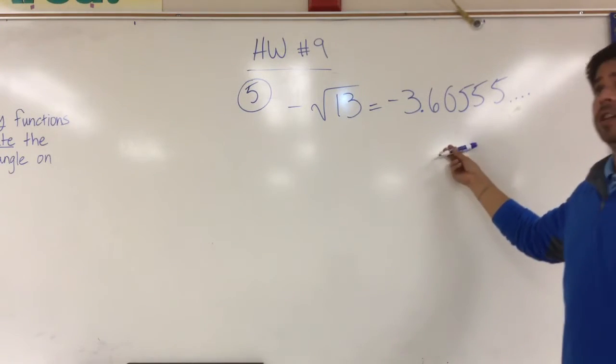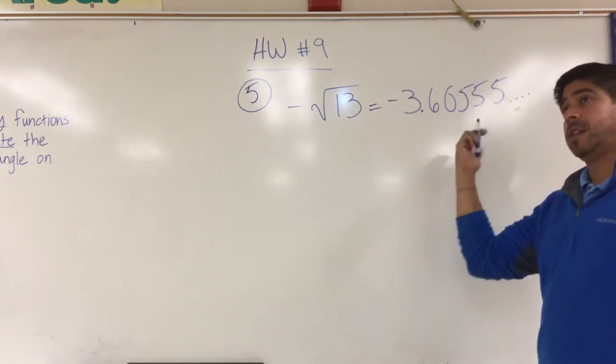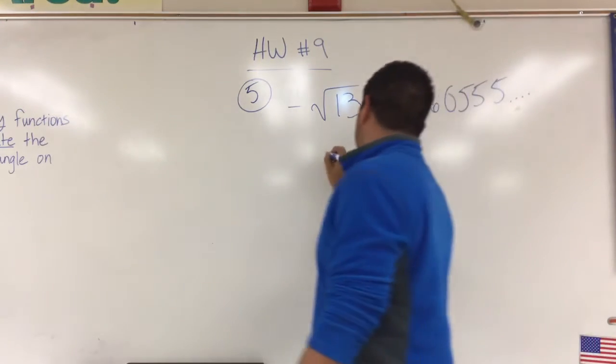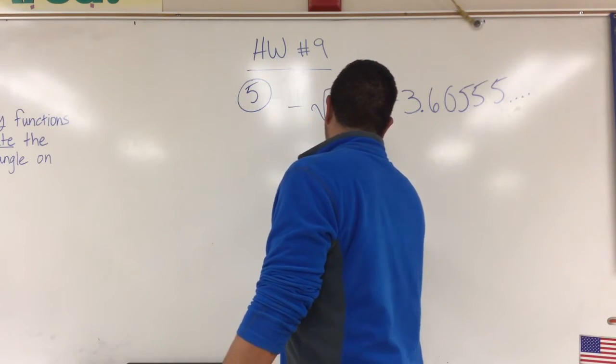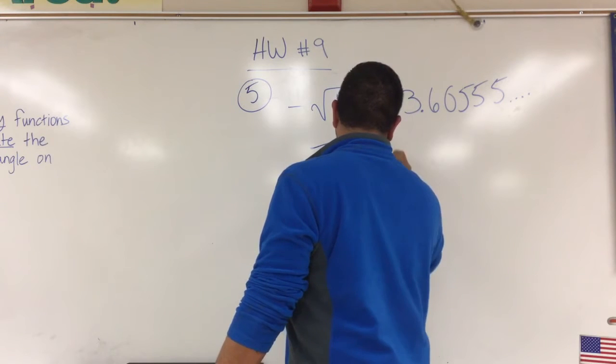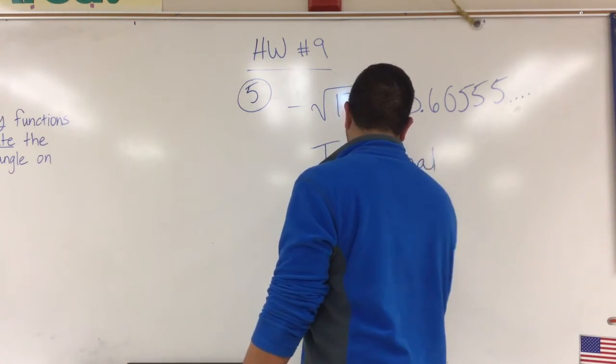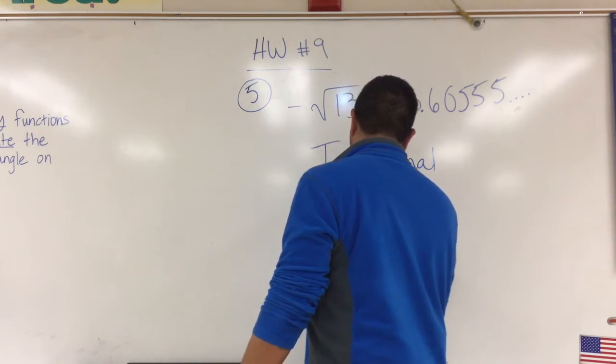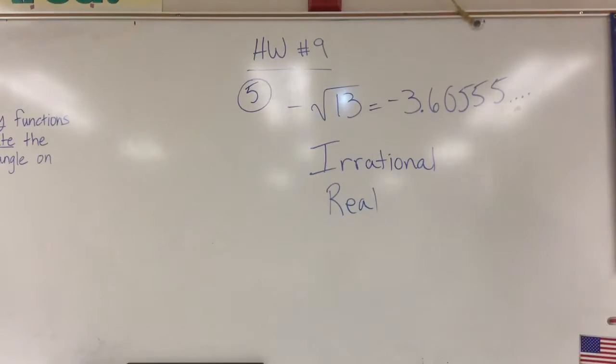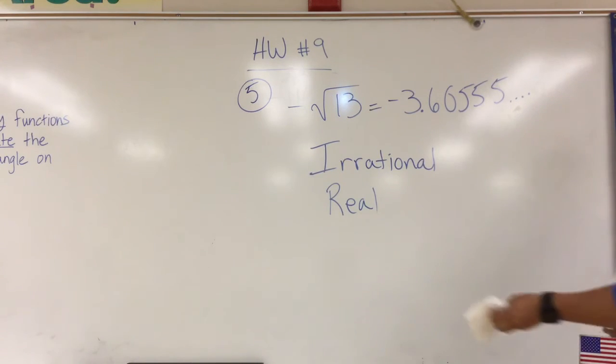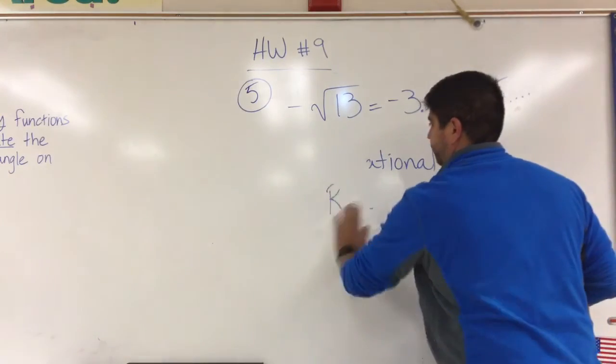So if there's no pattern here and it keeps on going, okay, then that's going to be an irrational number. Irrational. Okay, it's also a real number because real numbers are every number. Okay, but it's irrational and it's a real number. Square root of 13 is not a perfect square, so it would keep on going on forever and ever. All right, that was easy.